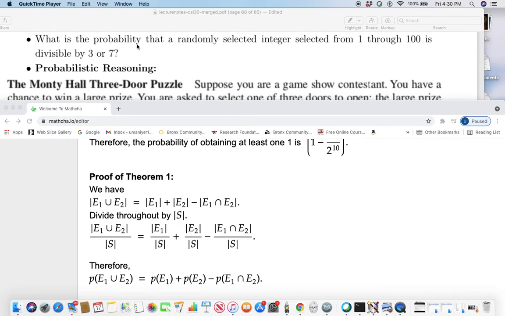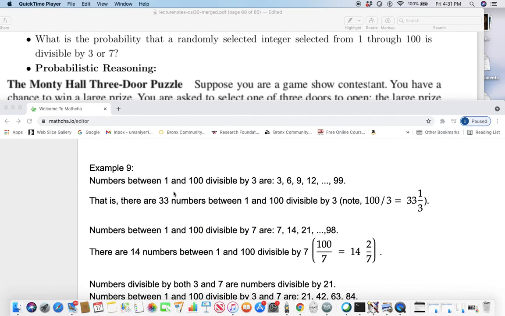For example, what is the probability that a randomly selected integer from 1 through 100 is divisible by 3 or 7? Between 1 and 100, the numbers divisible by 3 are 3, 6, 9, 12, all the way to 99. How many are these? These are 33 in number, you see. 3 times 1, 3 times 2, 3 times 3, all the way to 3 times 33.